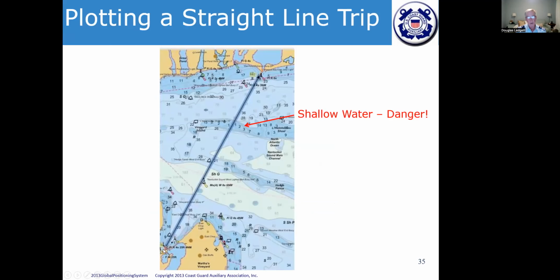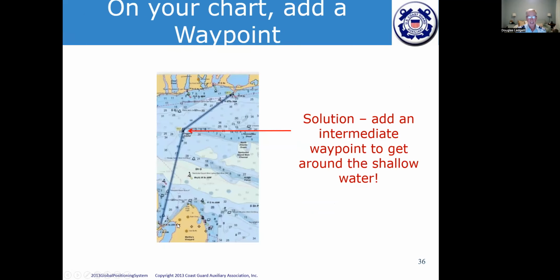So we want to go from point A to point B. Okay, good straight line. Well, we're going along here and we've got 21 feet of water and all of a sudden we're down to 1 foot of water. Well, we can't go that way, can we? So what we need to do is find a waypoint.